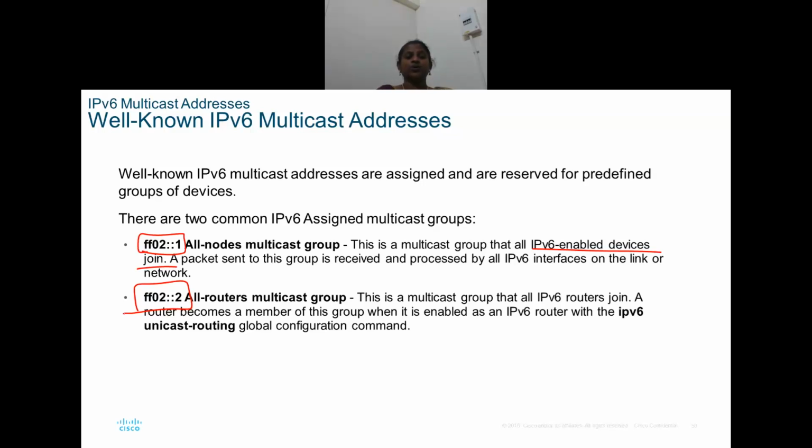The command that helps a router join, the very important command that you should enable in an IP version 6 router, is ipv6 unicast-routing. So you should give this command on the router. All right, so there are two common groups, all node and all router.